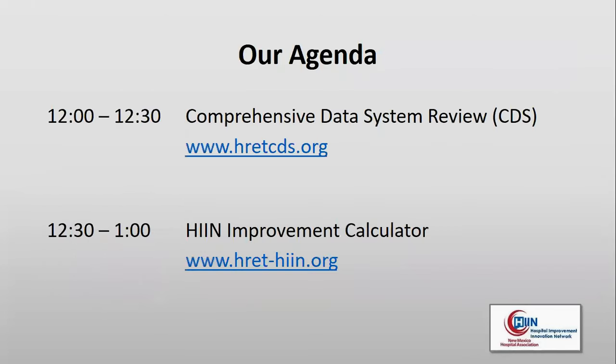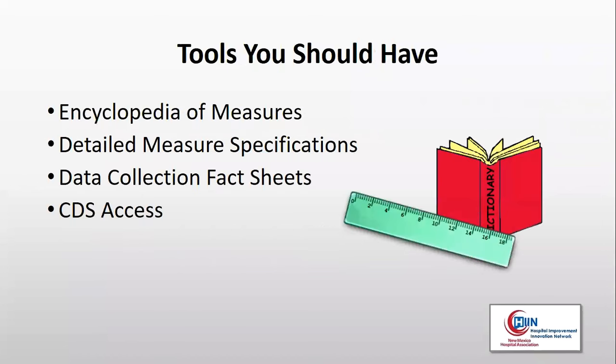Thank you. Okay, so again, our agenda today for about the first half hour, we're going to cover the comprehensive data system. For those of you that have not been on it before, I think most of you have, there is the link if you want to jot that down. And then the HIN improvement calculator can be located at the HRET HIN website, and we'll go there directly also. It's under the data section if you do want to retrieve that today. I'll show you where that's at. So let's just go ahead and get started.